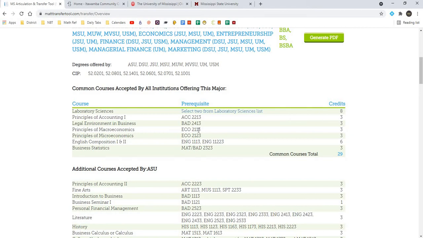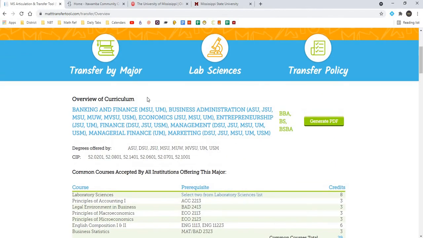Okay, so make sure you can see that you have 2 lab sciences with a total of 8 hours. That means they both have to have a laboratory. You have principles of accounting, legal environment in business, principles of macroeconomics, principles of microeconomics, English Comp 1 and 2, and business statistics. So this is not negotiable. You cannot replace this with something else. You have to have business statistics. So that is something to definitely note here. Okay, so that is the MAT tool.